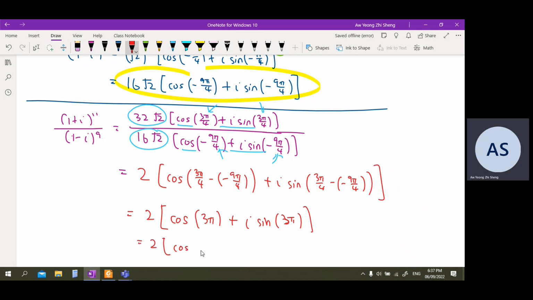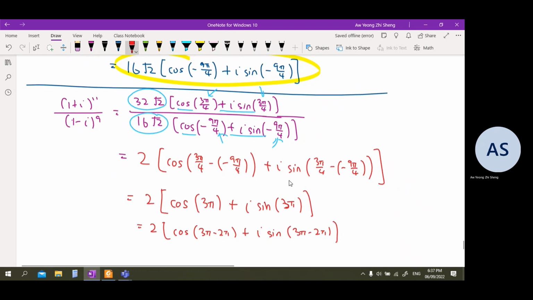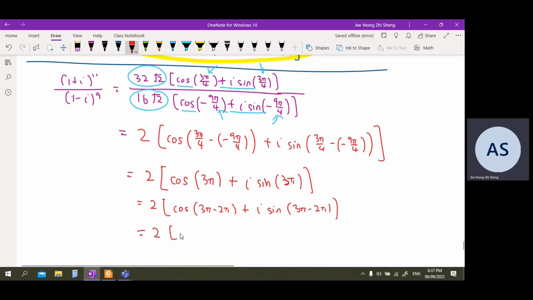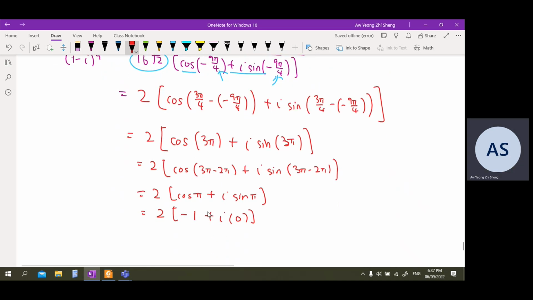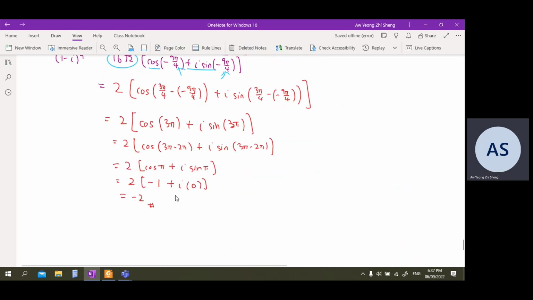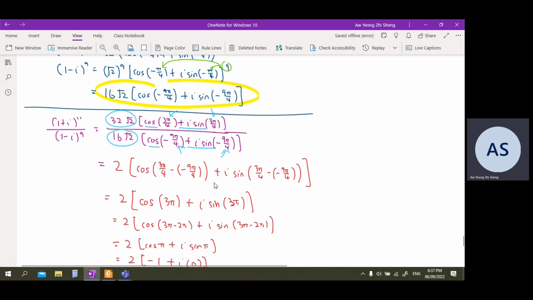But we know we can always subtract by 2 pi. So you have 2 cos pi plus i sine pi. Cos pi is negative 1, sine pi is 0. So we end up having just negative 2. And we are done. This is our final answer in Cartesian form.